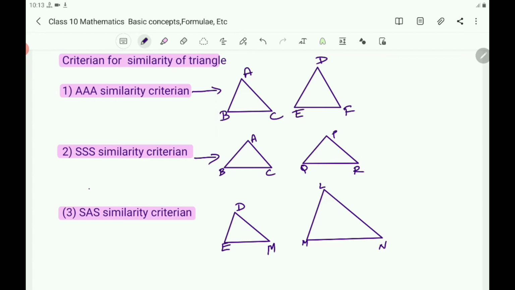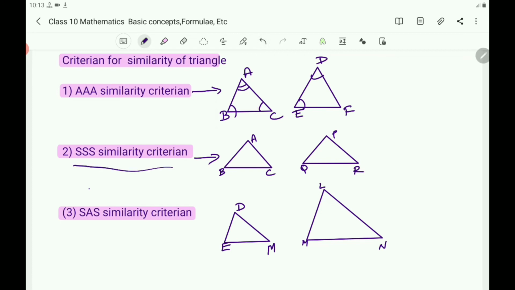So in triangle ABC, if angle A equals angle D, angle B equals angle E, angle C equals angle F. Or you can take it this way also: if angle B equals angle D and angle A equals angle E, angle C equals angle F also you can take. So they are equiangular. If they are equiangular, then you can say that they are similar.